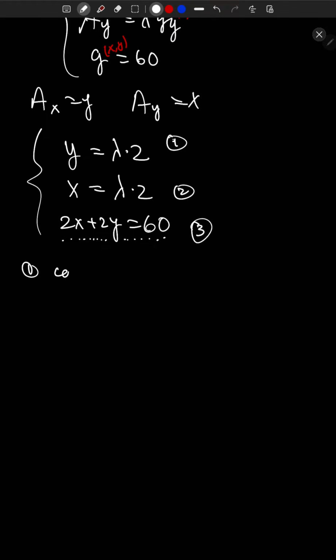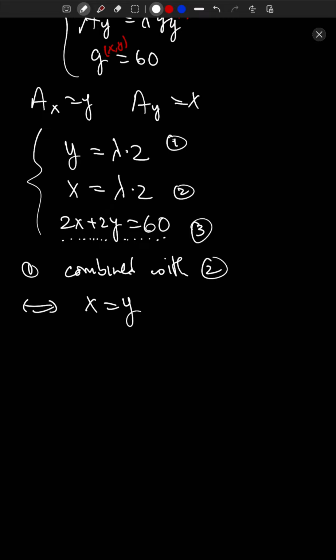1 combined with 2 tells me that x is equal to y. All right. So again, I've done the algebra in this problem very different from the algebra in the previous problem. Every problem is going to be different in terms of its algebra. It tells me x equals y, and then now combine this with 3.